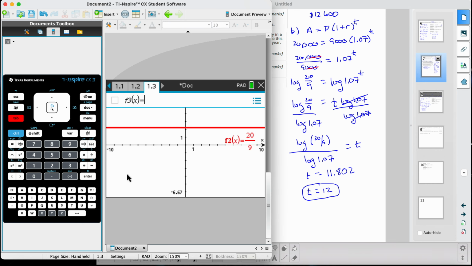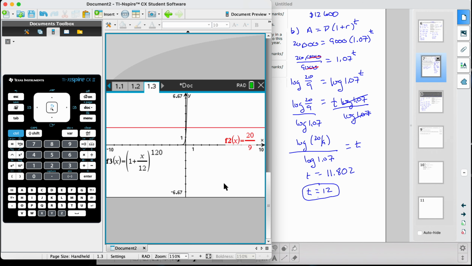So tab, 1 plus x over 12. Could have used a fraction bar there. I usually do. Raised to the 120th power. Let's see what happens. Okay, and they intersect there. This is not making sense because it should take longer than that. Right? It should take longer than that.